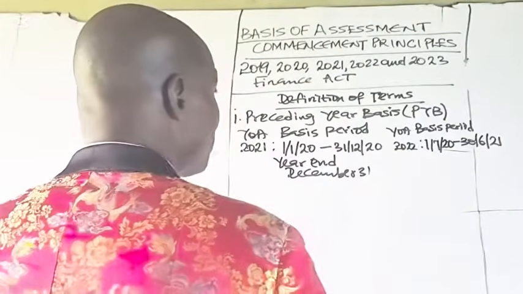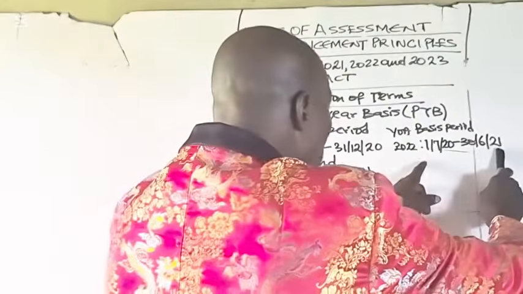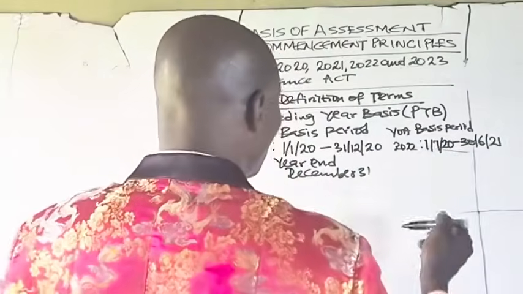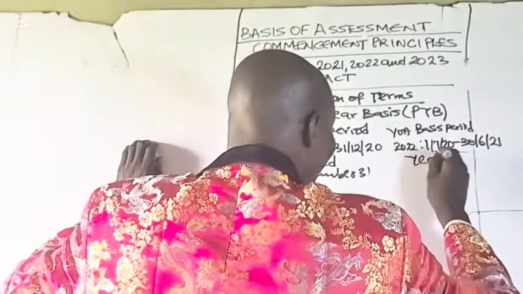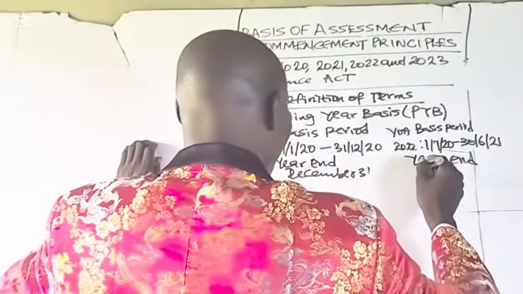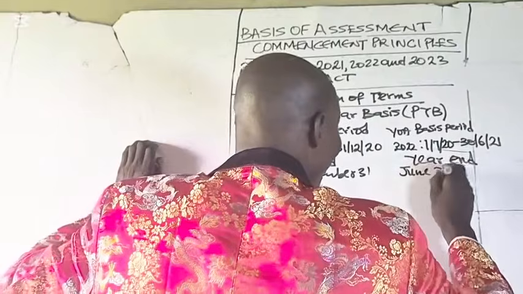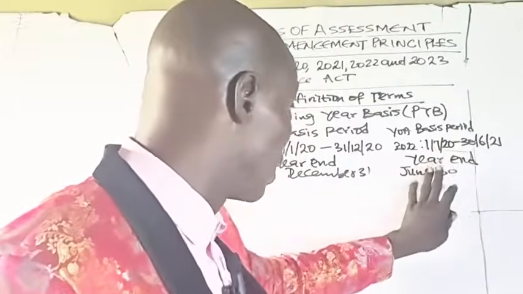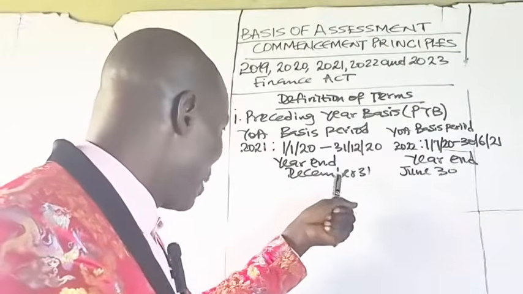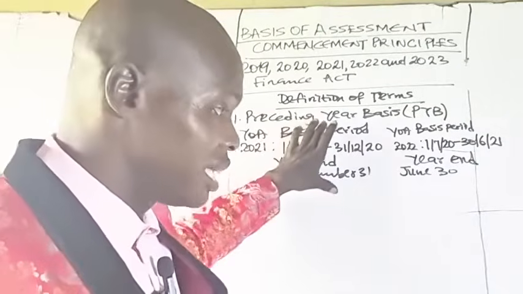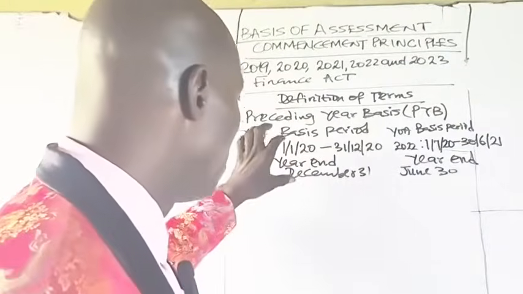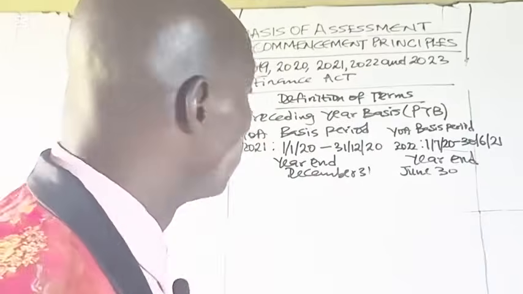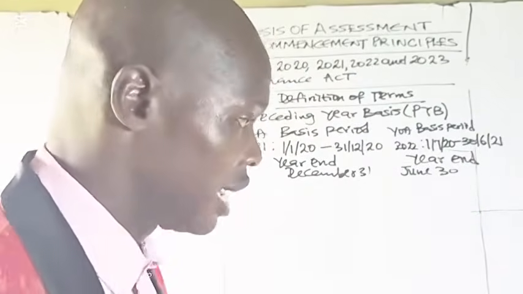So the basis period now is PYB rule. The year that preceded the year of assessment, which is 2022, is 2021. This is on the assumption that the year end of the business is June 30. But if the year end is December 31st, then the basis period will be like this. That is on the basis of PYB. The preceding year basis, PYB rule, is the core principle in Finance Act.